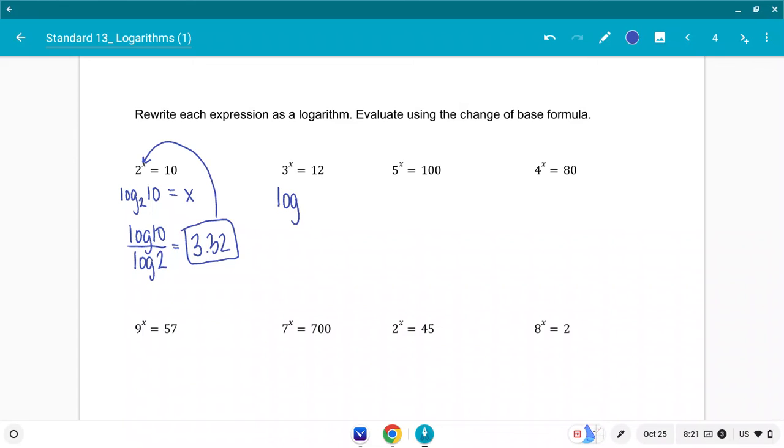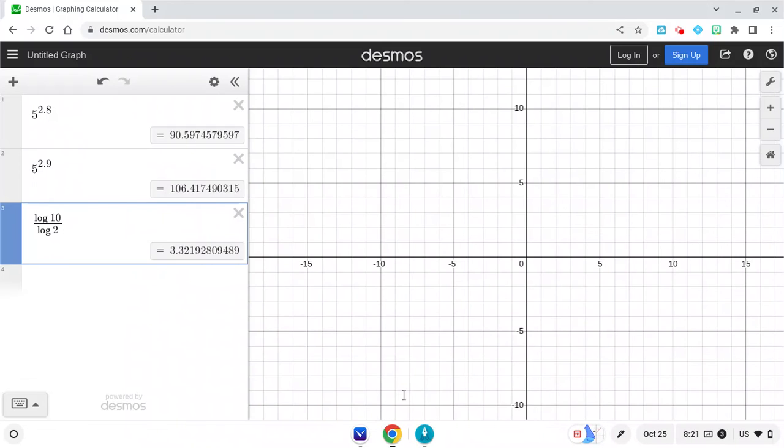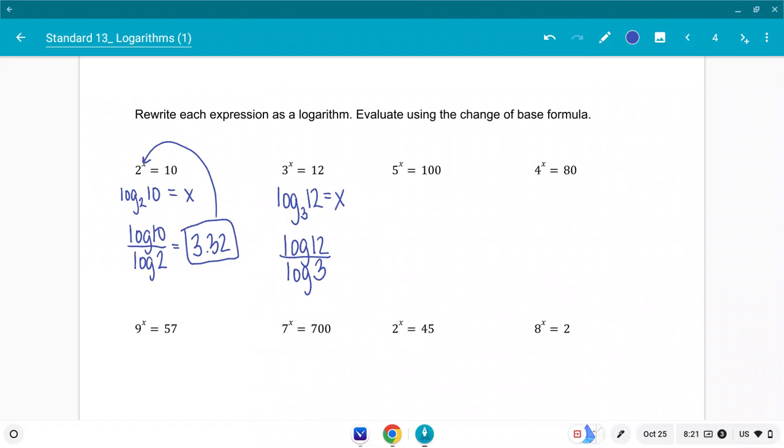Log base 3 of 12 equals x. You guys are going to need your graphing calculator for this, or a calculator. Log 12 over log 3. About 2.26. So this needs to be about 2.26.